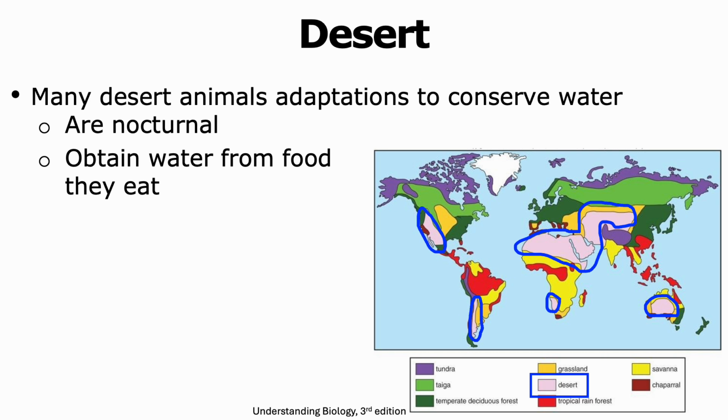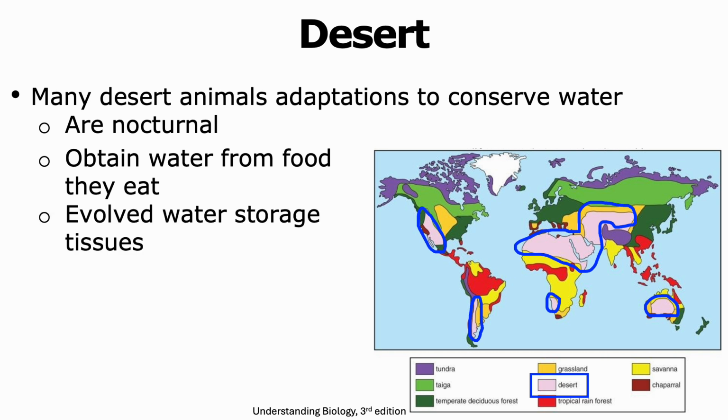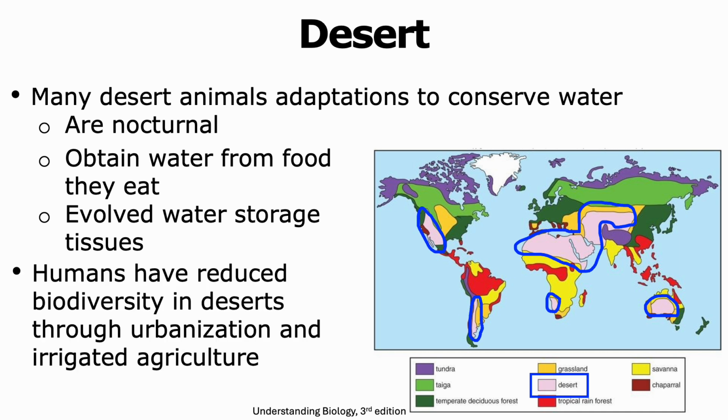The food that they eat usually comes from plants, and the plants tend to store water in their stems and leaves. Additionally, some desert animals have evolved water storage tissues, for example, camels. Humans have reduced the biodiversity in deserts considerably through urbanization as well as irrigated agriculture.